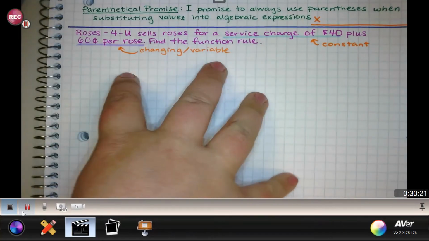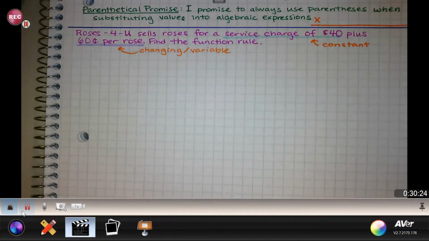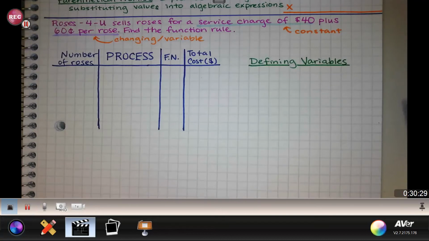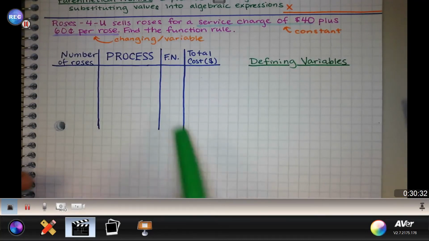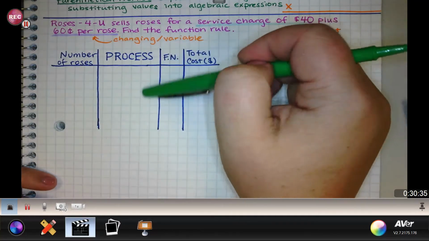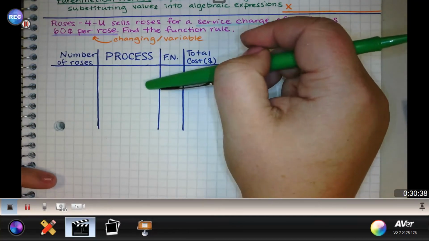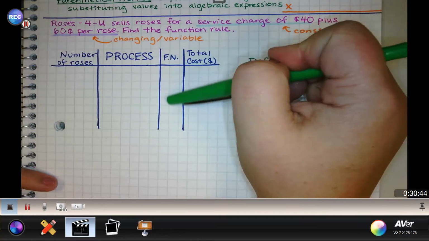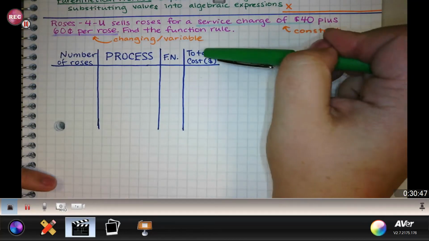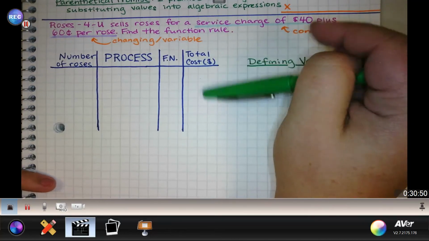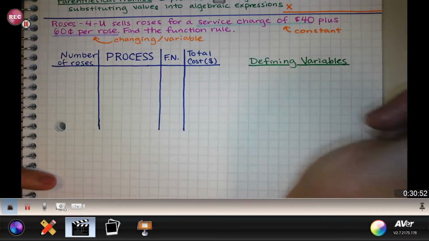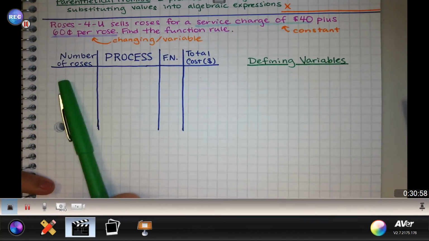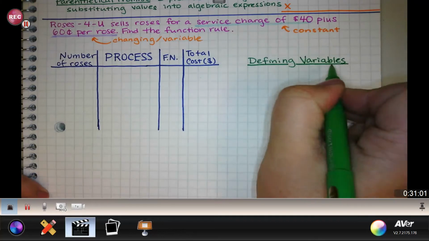Okay, so I'm going to pause and set up a table real quick, and then we are going to do some stuff off to the side. So give me a second. Okay, so notice now I have number of roses. I have everyone's favorite, the process, but I actually promise the process will be easier than doing it with figures and concrete models. FN stands for function notation, and then lastly, total cost. And notice I put a dollar sign, and that's so that I don't have to write dollar every single time. Okay, so it's kind of like our normal table, except I added in function notation there in the middle. And then over here I wrote defining variables.